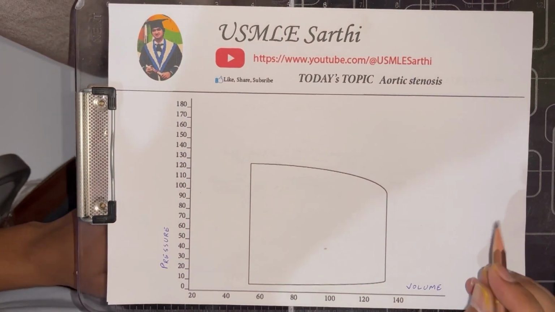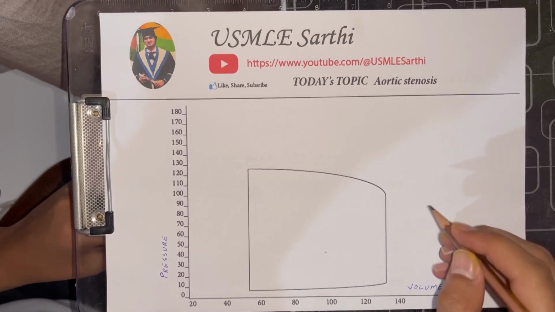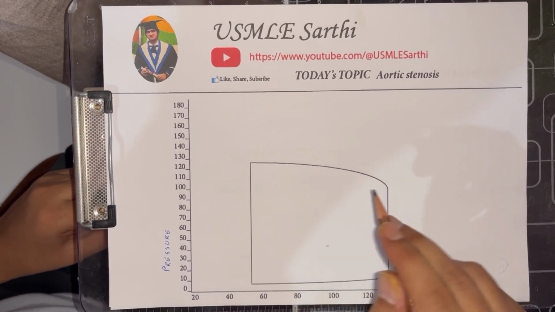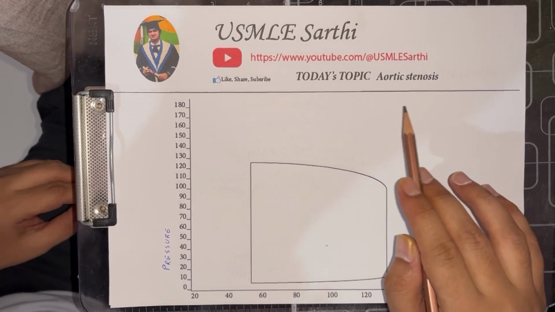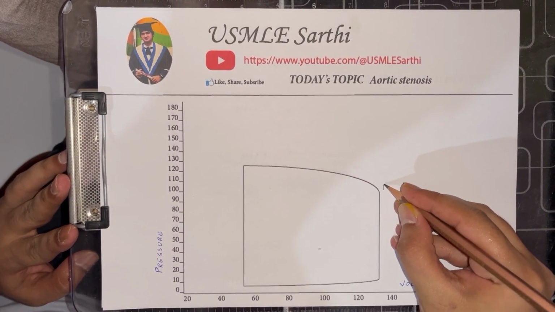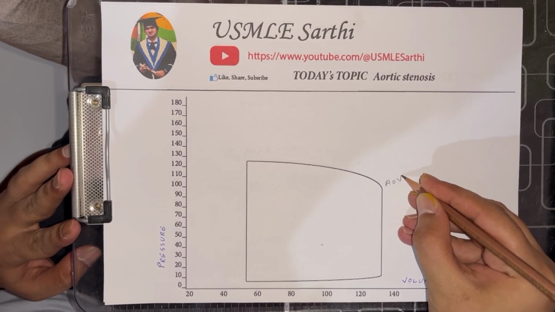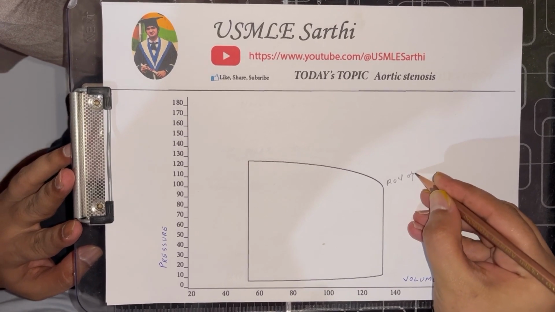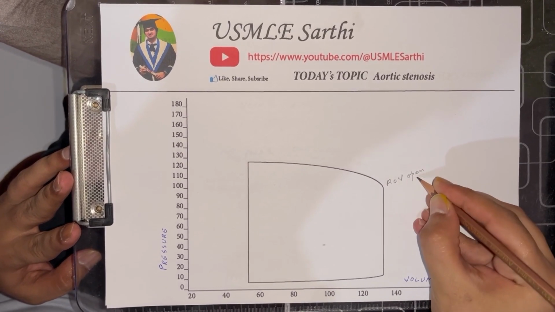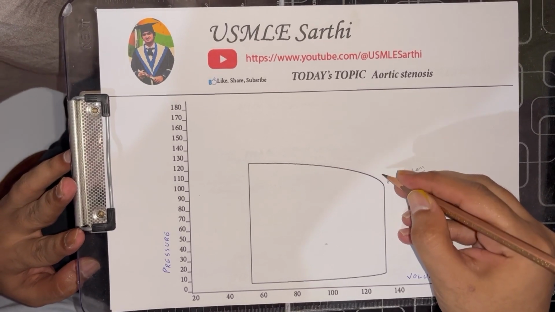As in the previous video, I discussed normal physiology and normal loops, and this one is a normal loop. Today we are going to discuss aortic stenosis. As you may be knowing, this is the aortic valve point where it opens. So in aortic stenosis, this valve is stenosed, meaning it is very stiff to open.